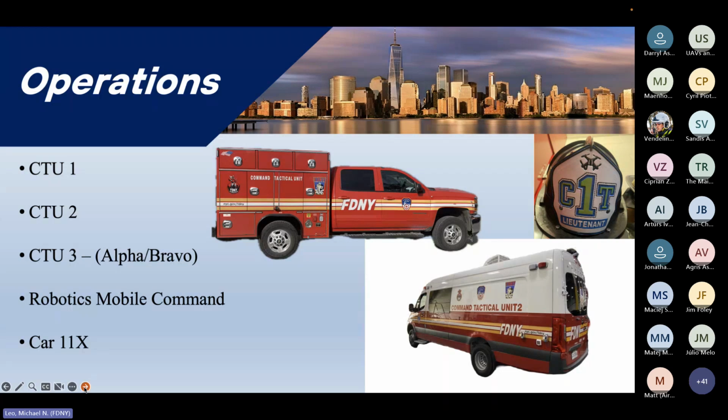And then we have a larger robotics mobile command that will go to the larger incidents that will bring the ability to do edge computing, printing, large format printing, and things of that nature that we need. And then the last thing is the CAR 11X, which is simply our supervisor. So we put a supervisor on all the technical flights or the large incidents to come in.